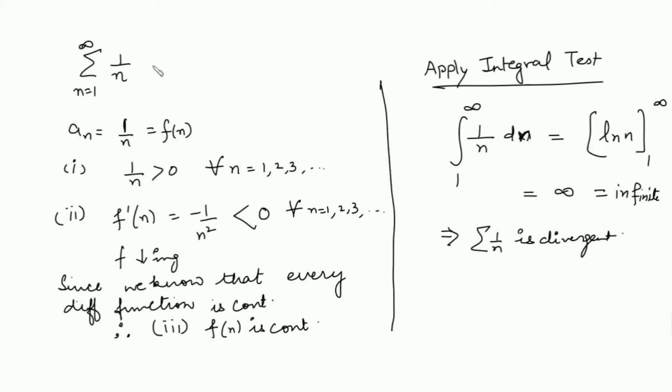right? So whenever you have a series whose terms are positive, decreasing and continuous, you can apply the integral test, and by using the integral test, if the value of the integral is infinite, you will say your series is divergent. So in this way we can apply the integral test. Now see the proof of the integral test. So first of all, write down the statement.